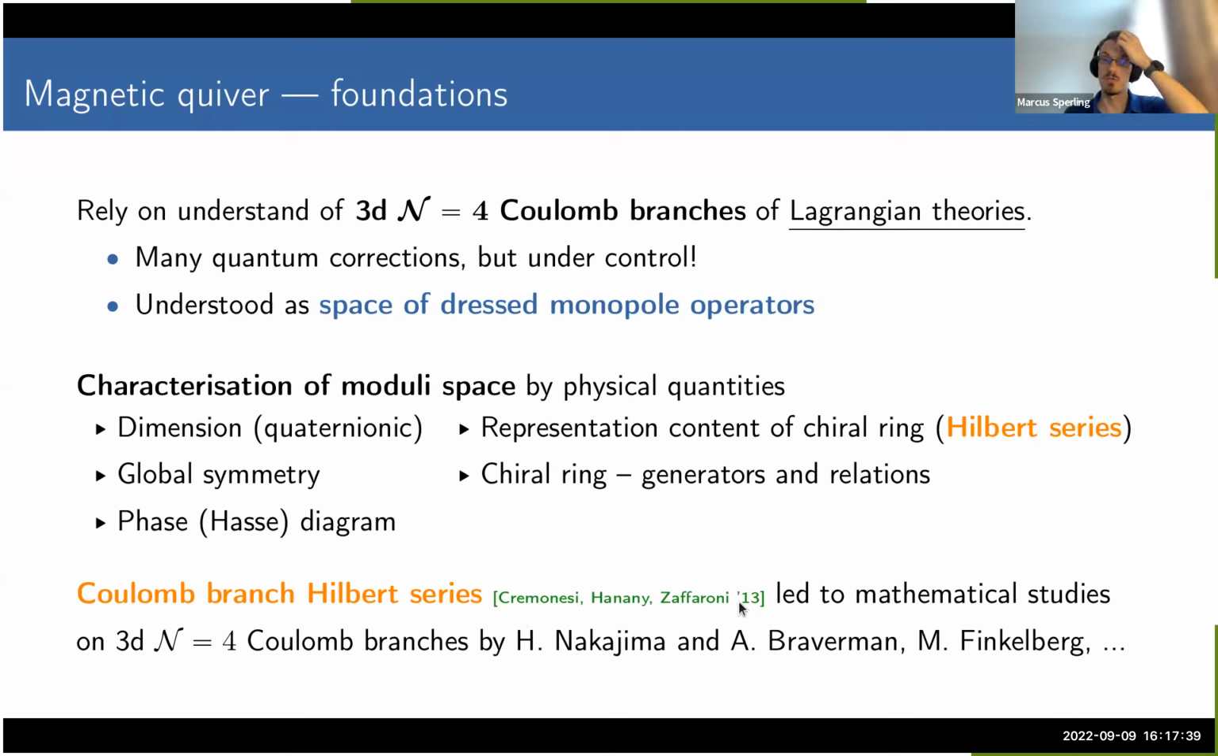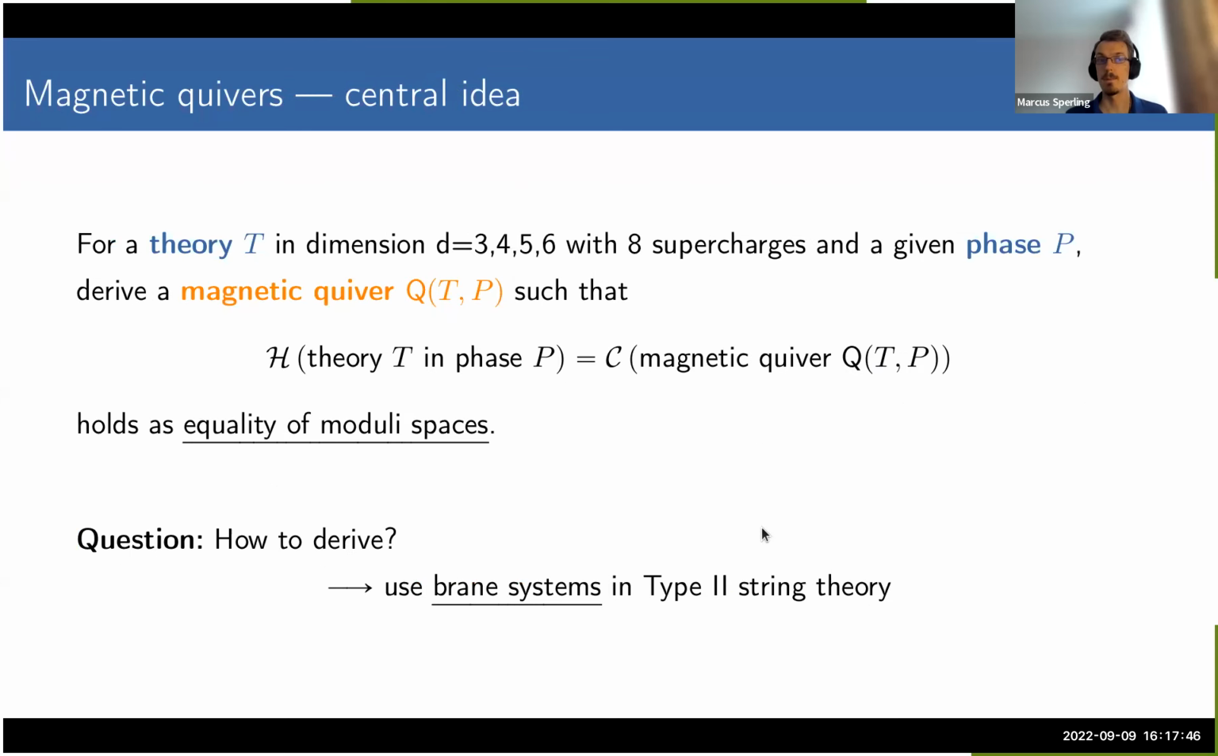And this has then also led to quite significant developments in the math literature. Now, how do we proceed? The proposal is the following: we have a theory in dimension 3 to 6 with 8 supercharges at a given phase. And this phase can be either the weakly coupled phase, for which we already know what's happening, or it can be any of these strongly coupled phases or anything in between.